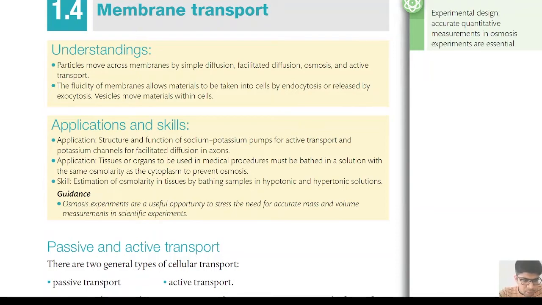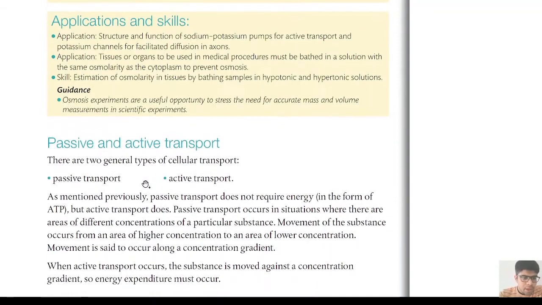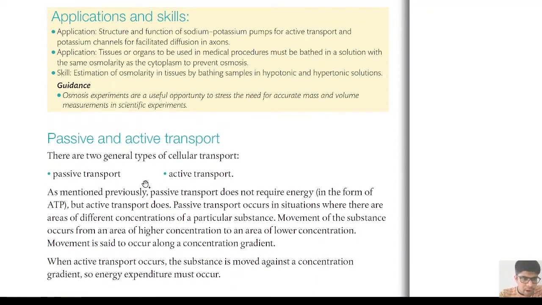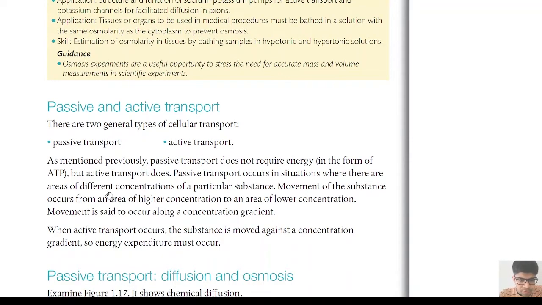And guidance is osmosis experiments are useful opportunity to stress the need of accurate mass and volume measurement in the scientific experiment. So here comes passive and active transport. There are two general types of cellular transport: the passive transport and active transport. As mentioned previously, the passive transport does not require energy in the form of ATP, but the active transport does.